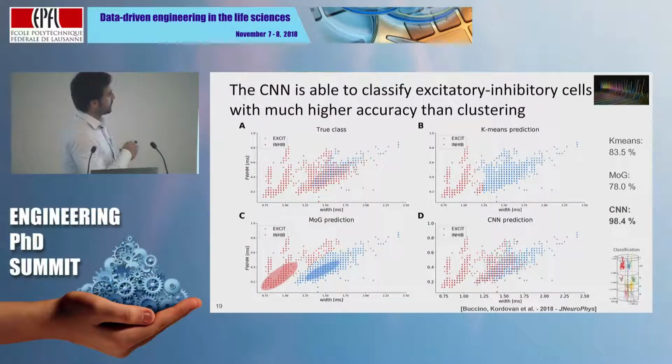So here I'm showing each of these points is a spike in this full width at maximum and width space. And these are more than 10,000 observations. And it's true that excitatory cells in blue on average have this larger waveform, but there is a large region of overlap. And standard clustering techniques cannot untangle this overlap. And we tried k-means and the mixture of Gaussians. Instead, when we use convolutional neural networks, which use all the rich spatial information of the extracellular spike, we are able to untangle the overlap, and we reach a much higher accuracy, around 98.4%.